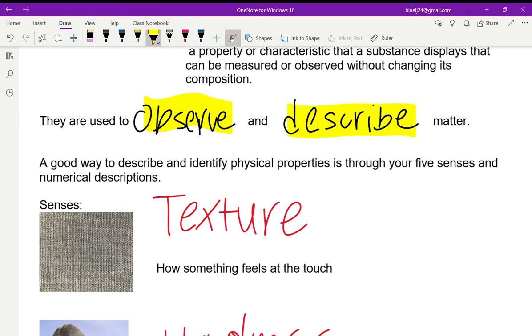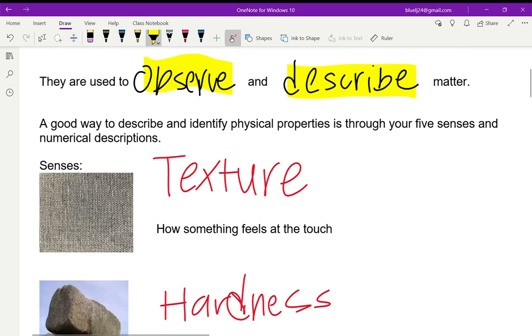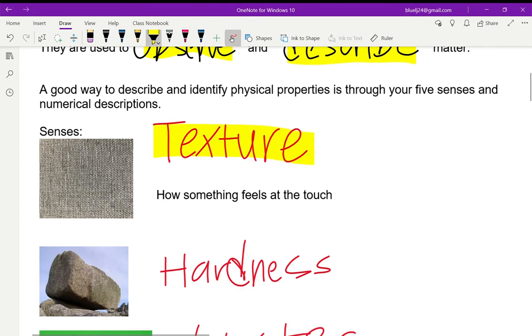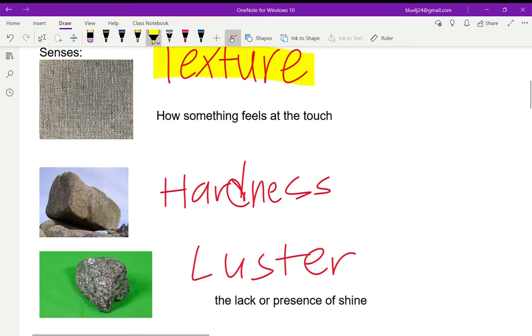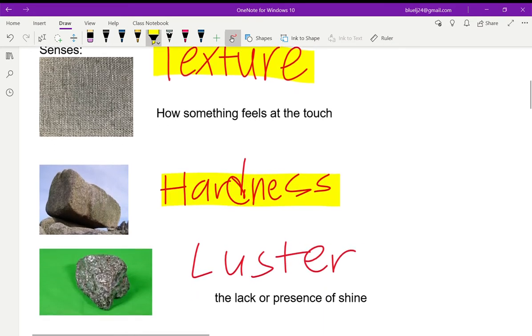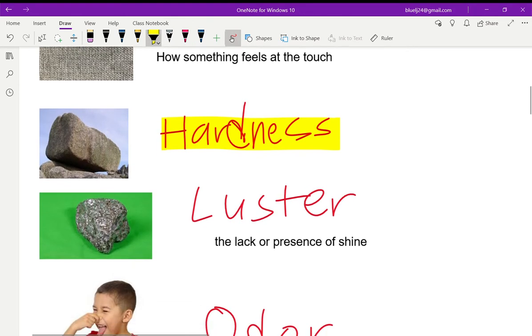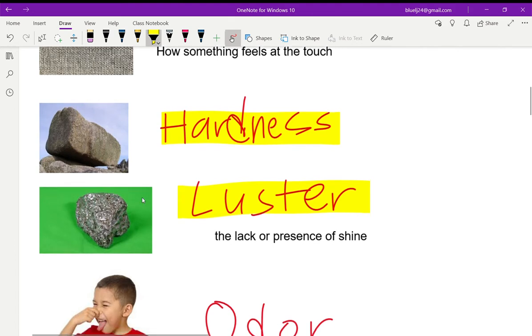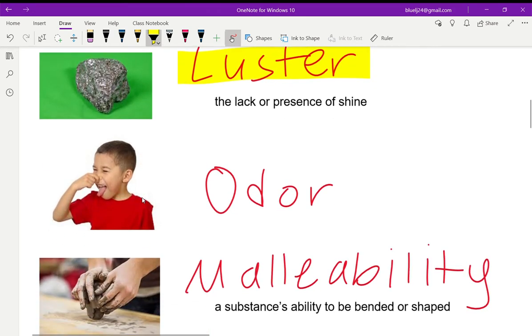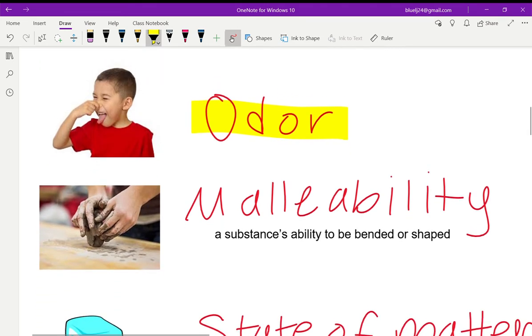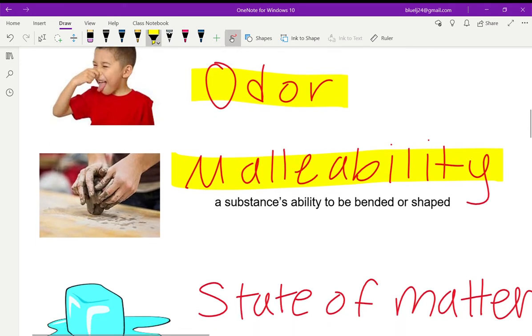So here are some of the physical properties that you can describe using your senses. One is texture, how something feels at the touch. Hardness, how hard something is. Luster, the lack or presence of shine. As you can see, this rock is shining in the photo. Odor, the smell of something. Malleability, a substance's ability to be bent or shaped, just like the clay is in this photo.